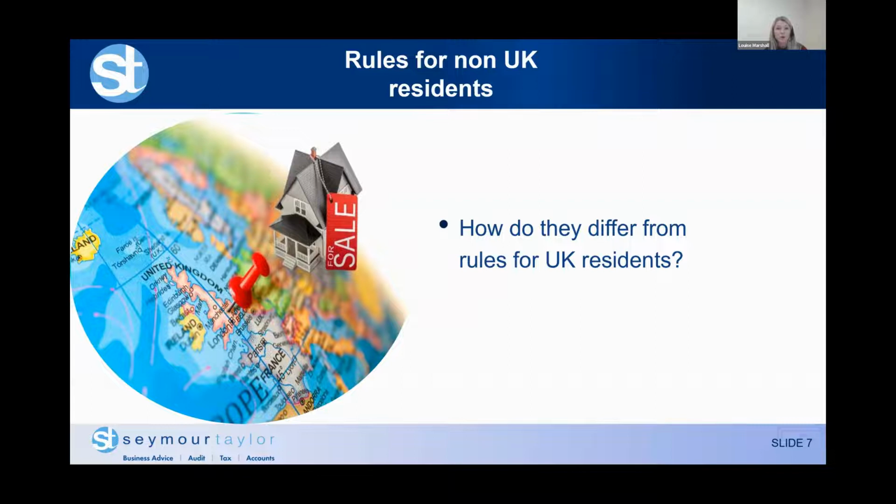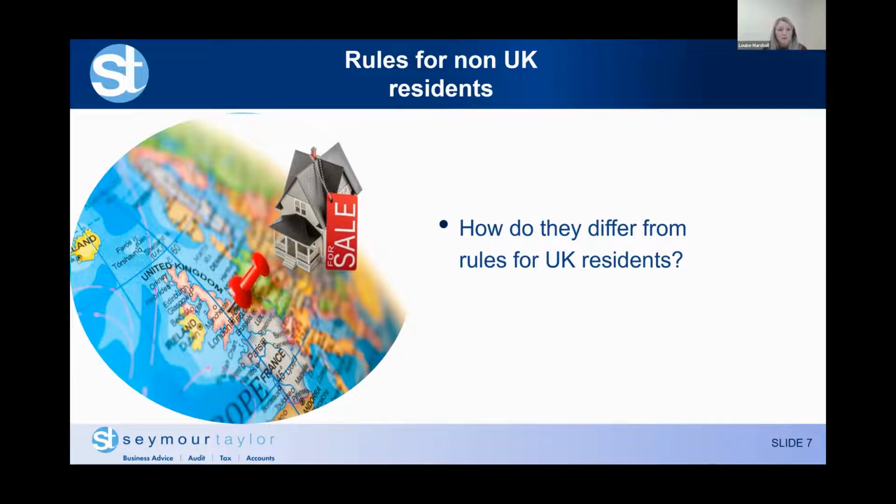A non-UK resident, though, can use the market value at the 6th of April 2015. So this might be advantageous to them when comparing that to the original cost. You'll need to get a reasonable market value for the property at that time and be able to evidence this. So it might be that you get an independent valuation by an estate agent, or you might be able to find some form of evidence of a property that was sold at the time.